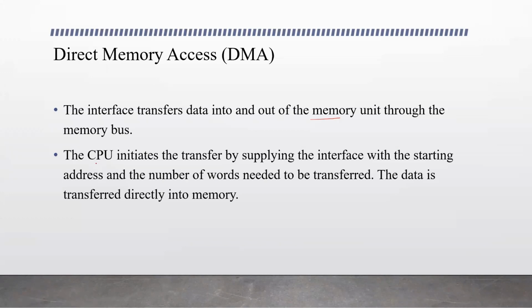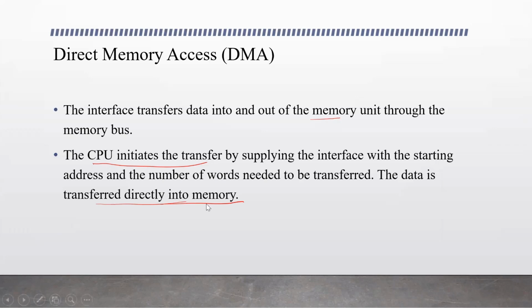So the CPU's job is to initiate the transfer by supplying the interface with the starting address of the location in memory where the data is to be stored, and the number of words to be transmitted. All these are controlled by the CPU, but the data is transferred directly into memory. So this type of transfer is direct memory access. We will discuss direct memory access in detail later.